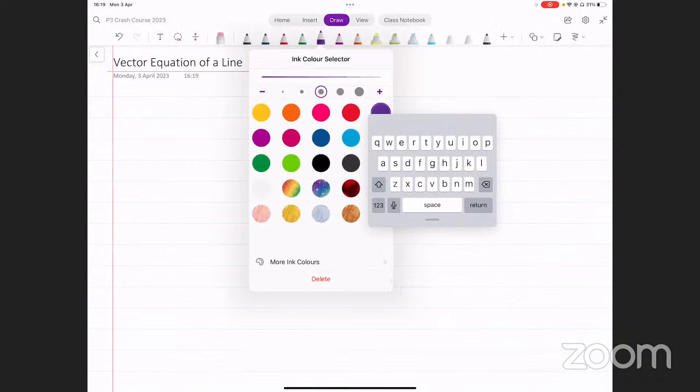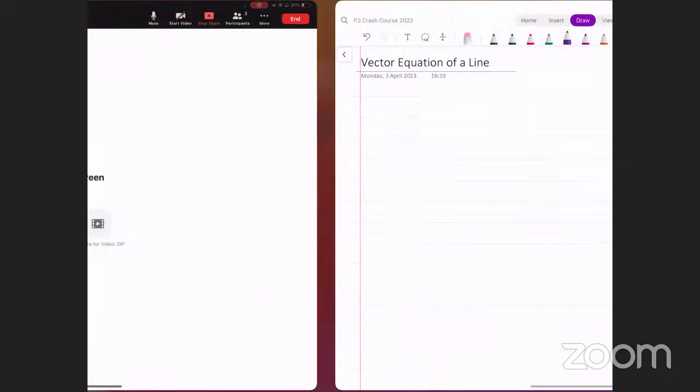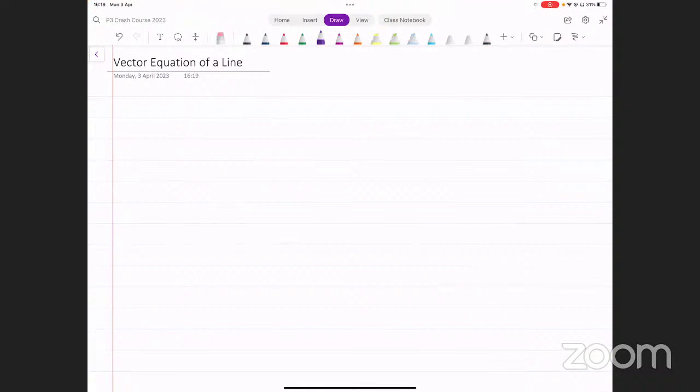Remember, in coordinate geometry, we did equations of lines already. We learned how to find equations of straight lines in coordinate geometry. The standard form for a straight line was this: y equals mx plus c. Right? This was the standard form for the equation of a straight line.